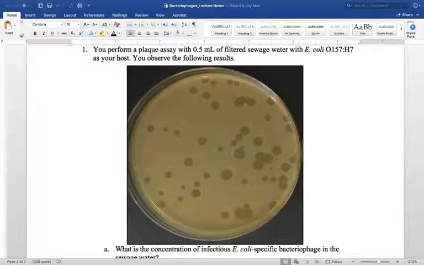But let's start here. I'm going to turn off the lights so you can see this. But the question is, you perform a plaque assay with half a ml of filtered sewage water with E. coli O157H7 as your host. You observe the following results. First question, obviously, from this plate should be, what's the CFU per ml? Or sorry, PFU per ml. What's the concentration of bacteriophages within this sample? Okay, so take a look at it, do some counting, make sure that we're all on the same page with how to do this.